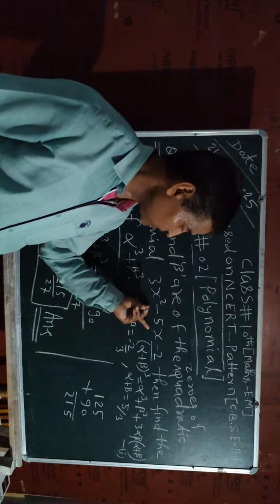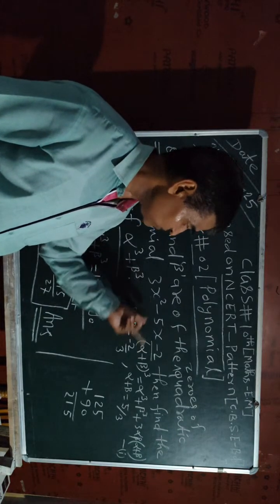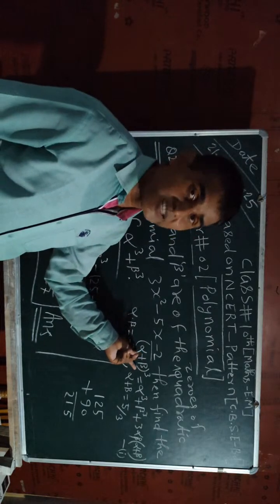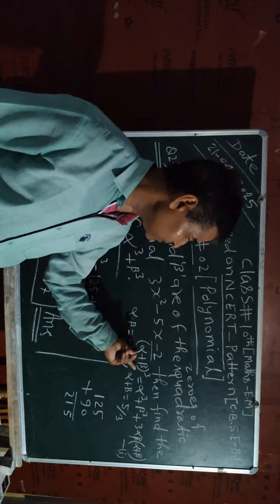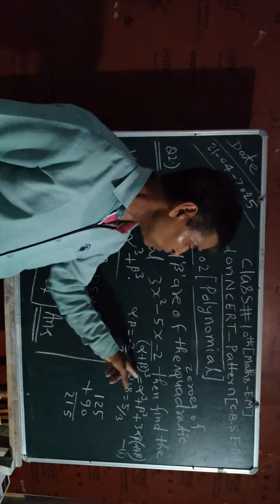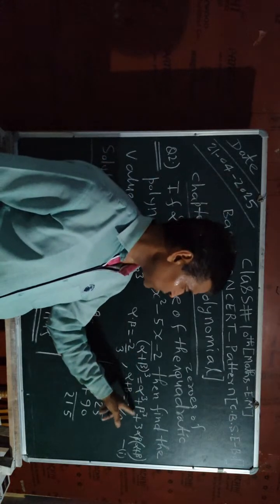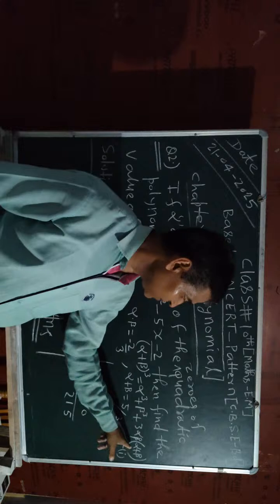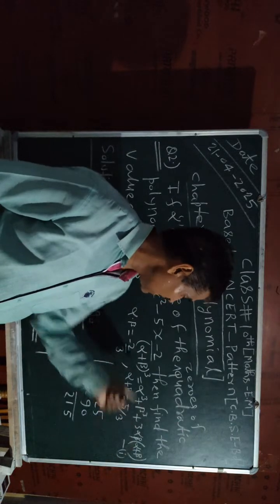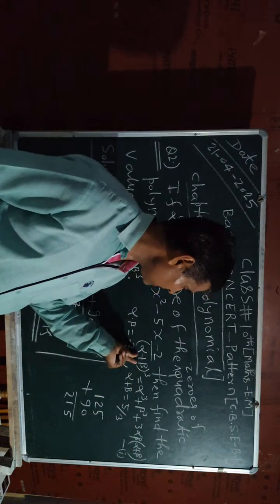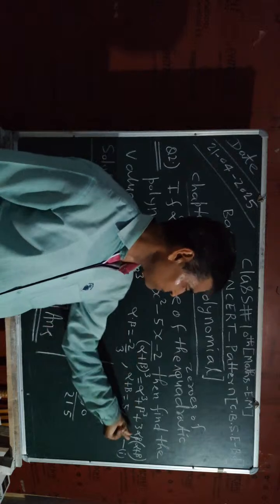And I will take the coefficient of x square, the coefficient of x and the constant term from this given quadratic polynomial. After taking them, I will use the algebra identity. The algebra identity means alpha plus beta whole cube is equal to alpha cube plus beta cube plus 3 alpha beta, in the bracket alpha plus beta. I will substitute the value of alpha plus beta and alpha into beta.